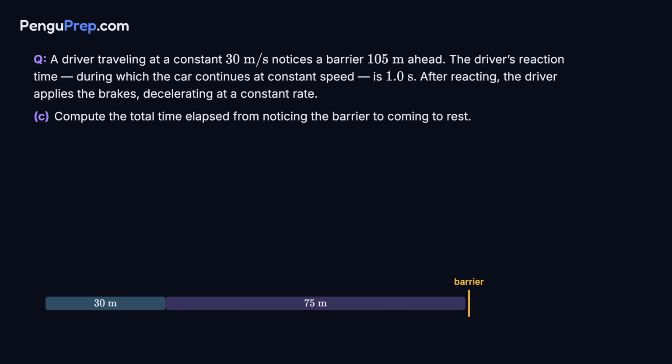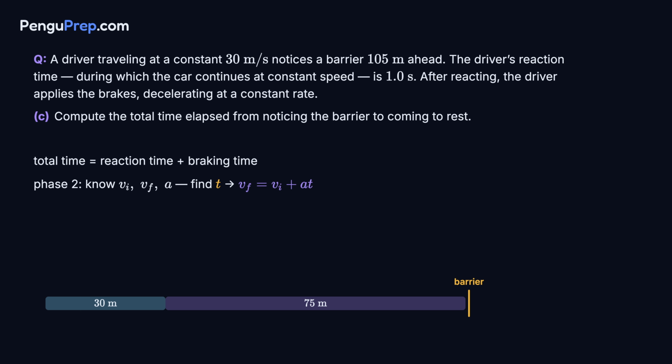For part C, we have to add the time it took for the driver to react and for him to decelerate and come to a stop. We know the initial velocity, the final velocity, and the acceleration for phase 2 when he's starting to slow down, so we use this equation to find the time. And that gets us 5 seconds, and adding 1 second of reaction time, we get 6 seconds.